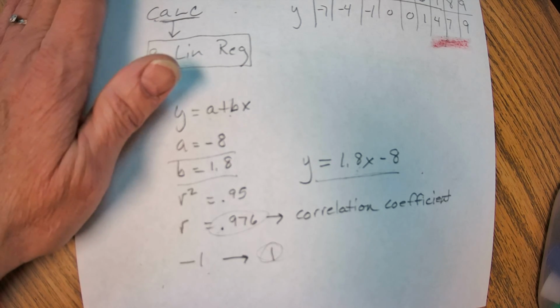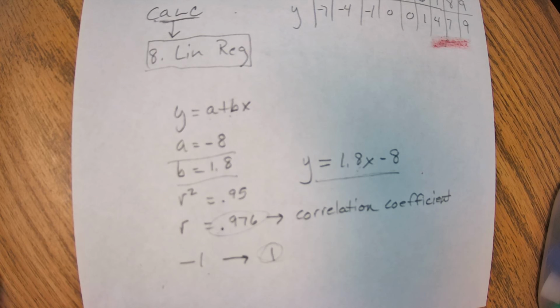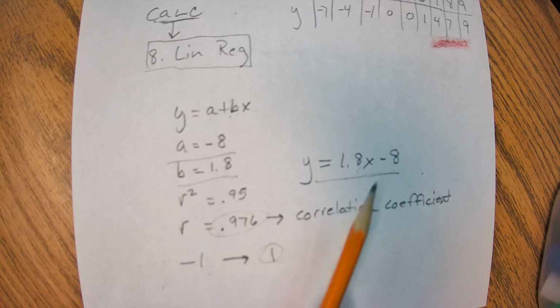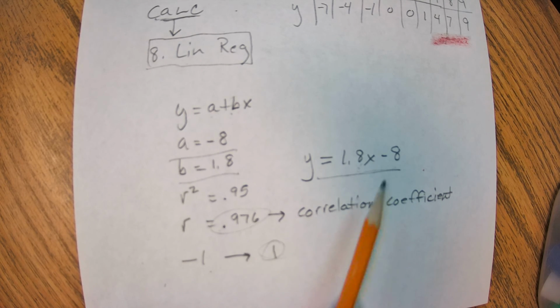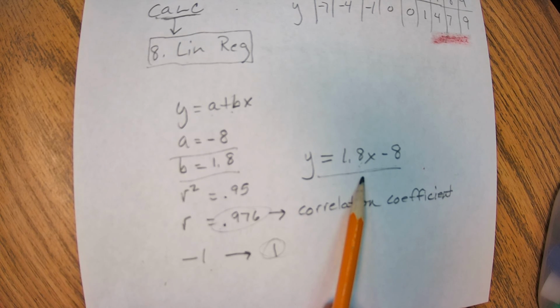So when they ask you on the worksheets, it'll say identify, interpret the correlation coefficient. You would say the correlation coefficient is 0.976, which means that this line, this equation, is a good fit for the data, for a positive correlation.